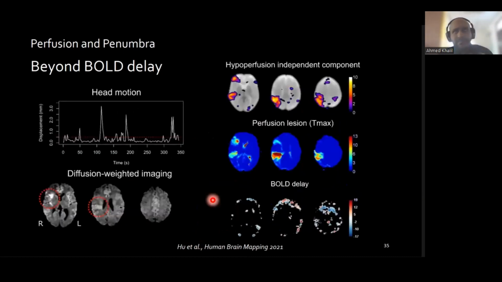But what's really exciting and interesting about this is that even in situations where, as I mentioned before, patients move a lot during the scan, like this patient here has a right-sided MCA stroke, middle cerebral artery stroke, and during their resting state fMRI they moved quite a bit, and the resulting BOLD delay map was completely uninterpretable because of the motion. But if you apply spatial ICA to the same data, then you're able to basically recover this component that, again, visually bears a very striking similarity to the perfusion lesions derived from DSC MRI.